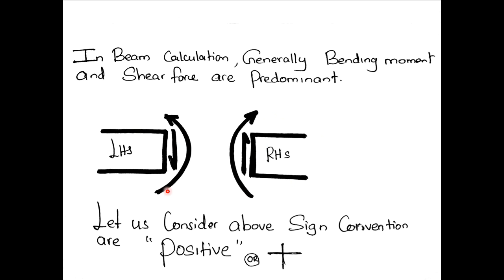See this figure. This is a beam, therefore we consider only bending moment and shear force. This is the LHS portion, this is the RHS portion. Let us consider the above sign conventions as positive, that is, LHS shear force downward positive, RHS shear force upward positive, LHS bending moment anticlockwise positive, RHS bending moment clockwise positive, or sagging positive.